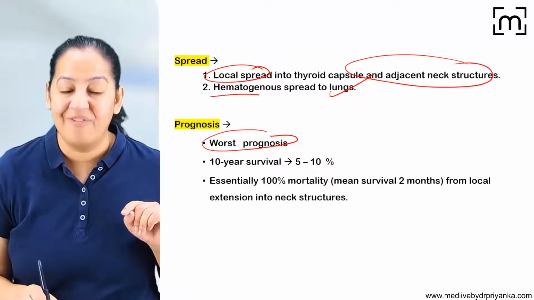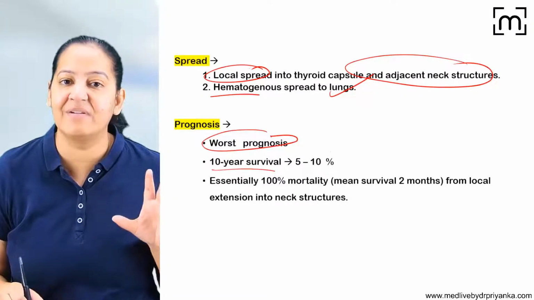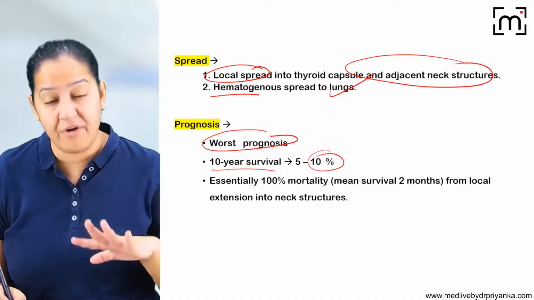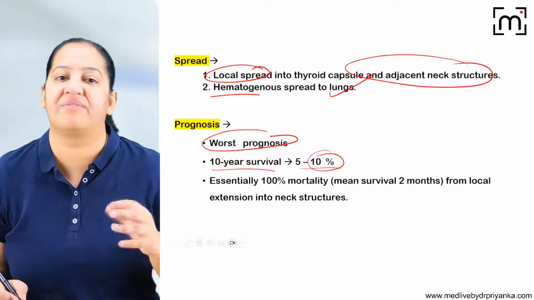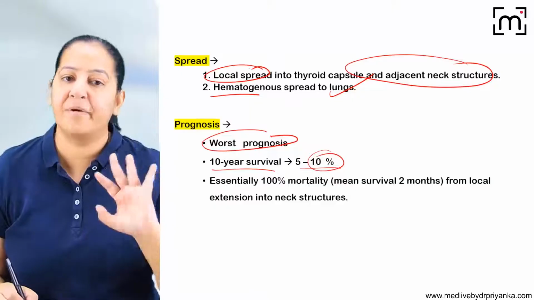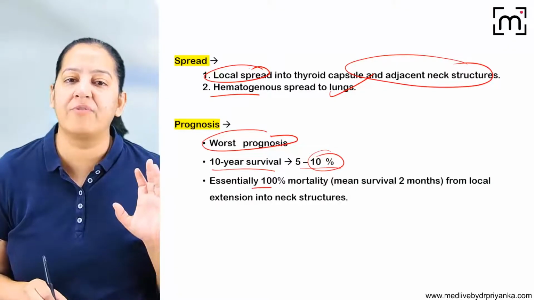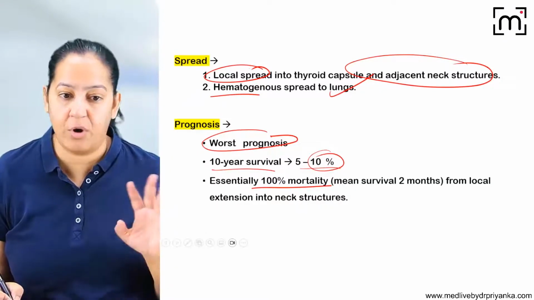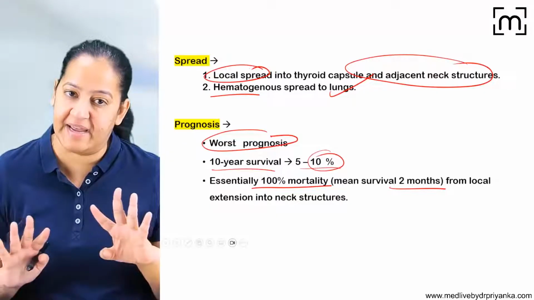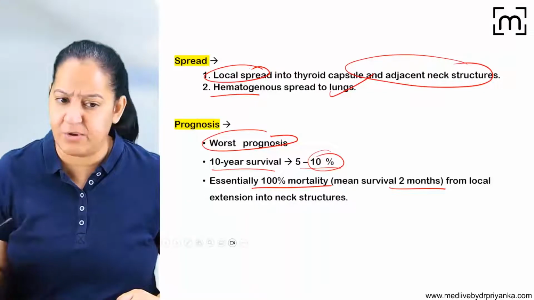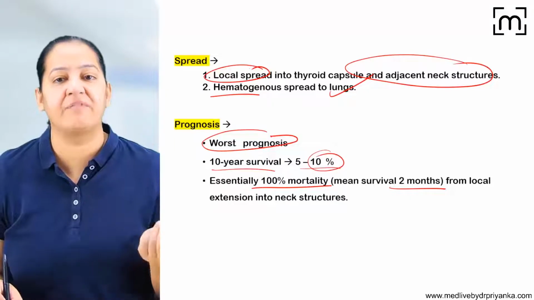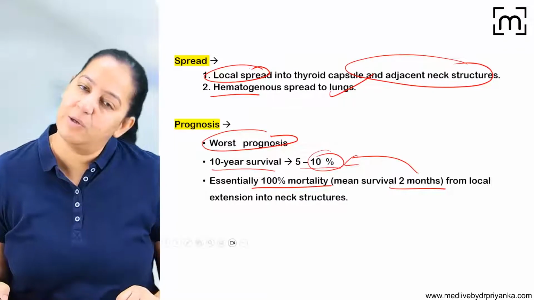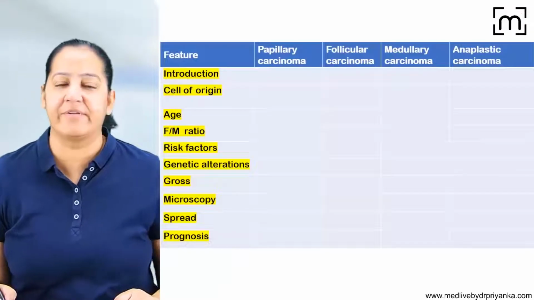Prognosis is worse. 10-year survival is only 5 to 10%. So out of 100 patients, only 5 to 10 will survive after 10 years. The remaining 90 will die because it is very aggressive. It is almost 100% mortality. If treatment is not given, in just 2 months the patient dies. Even with treatment, after 10 years, only 10% will survive. It's very aggressive. That is anaplastic.